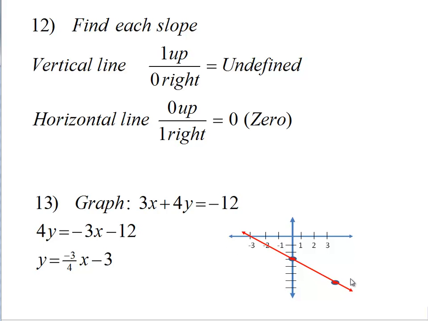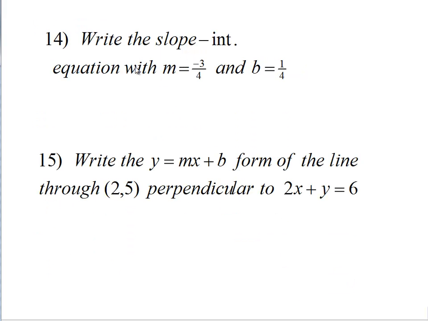And that's my line. 14, write the slope-intercept equation. So we have slope, negative 3/4. We have b is 1/4. So just plug them in. Negative 3/4 x plus 1/4.